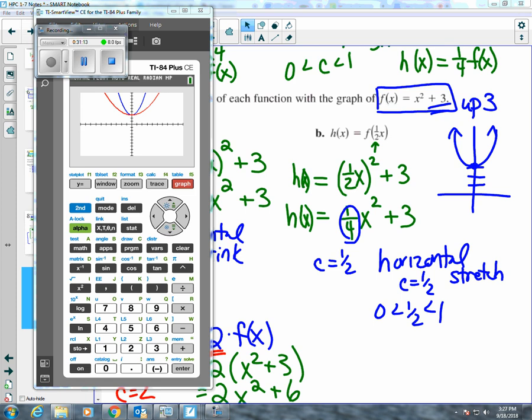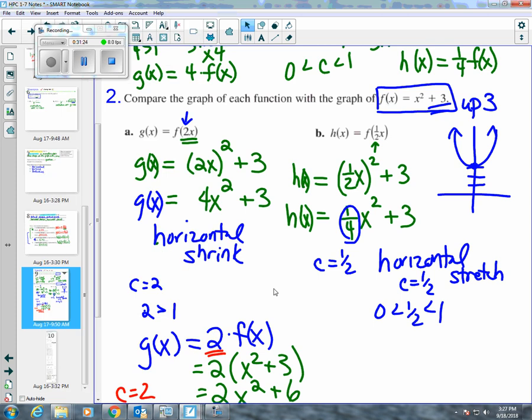If I had multiplied the 1/2 out front of the function, it would have not only changed the steepness, it would have also changed where that constant was. So be very aware of where that number is being multiplied. So outside versus inside does make a difference. It still stretches and shrinks, but it could also move some other things.